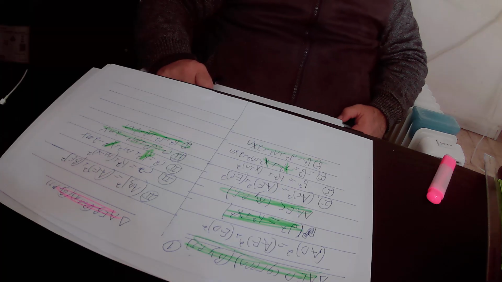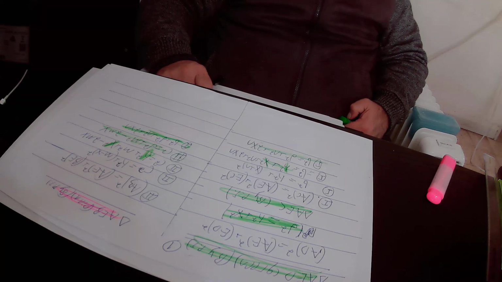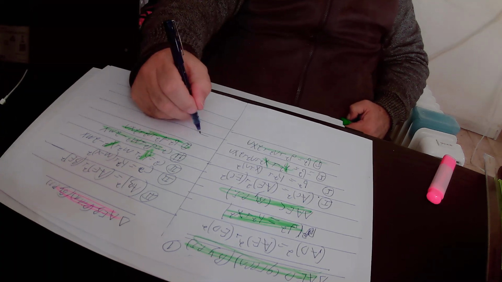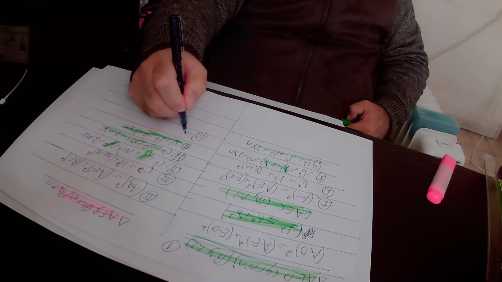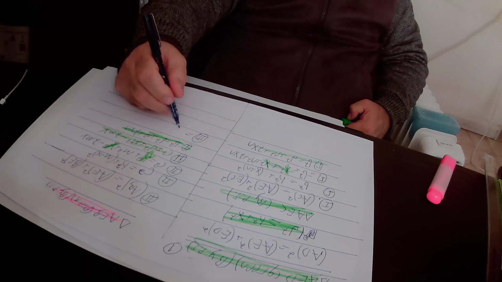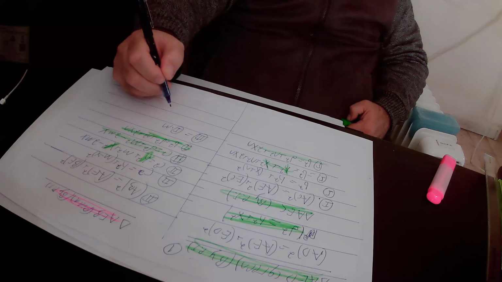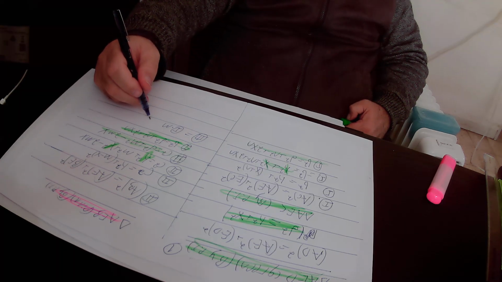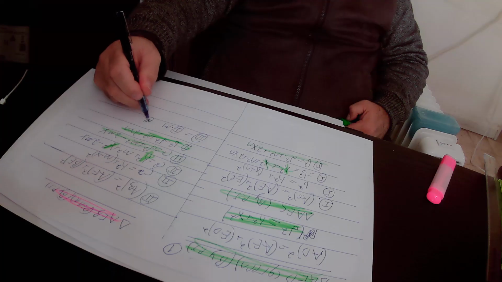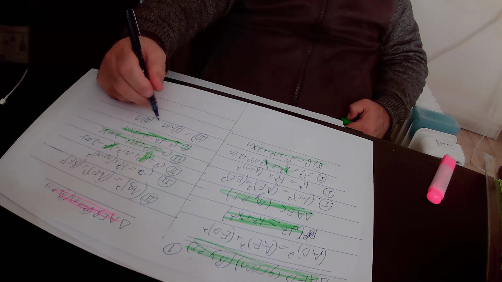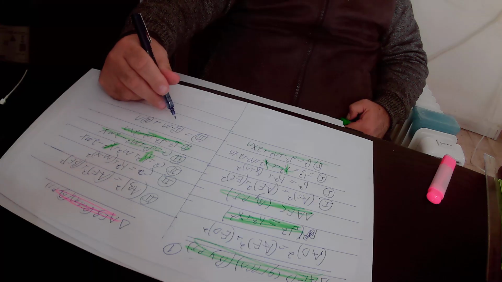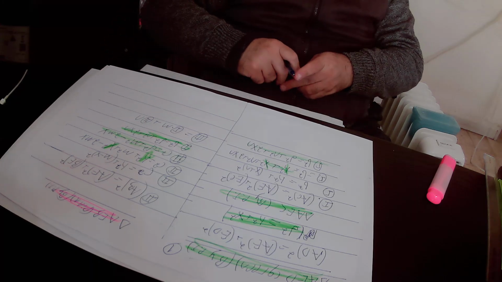In the next step, we'll create equation number 3. Equation number 3 will be created according to the following steps. We will multiply equation number 1 by m. Then we will multiply equation number 2 by n, and then we will add the two equations together. This will be equation number 3.